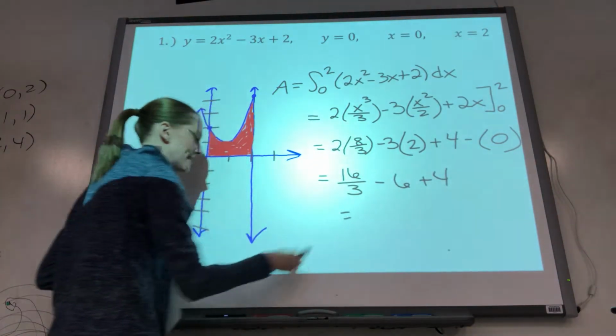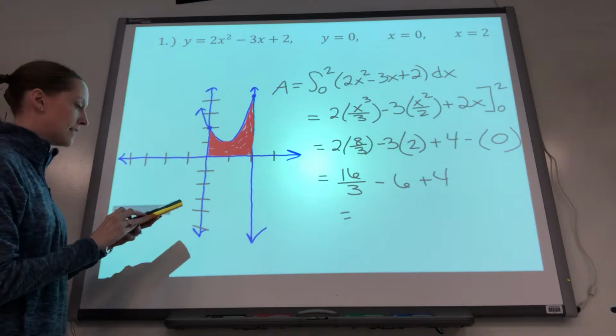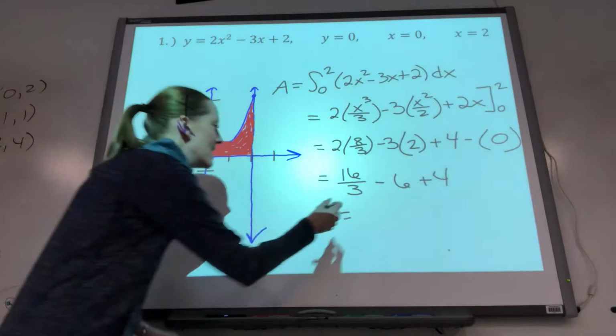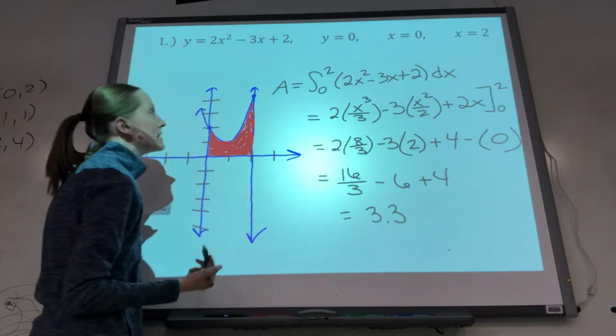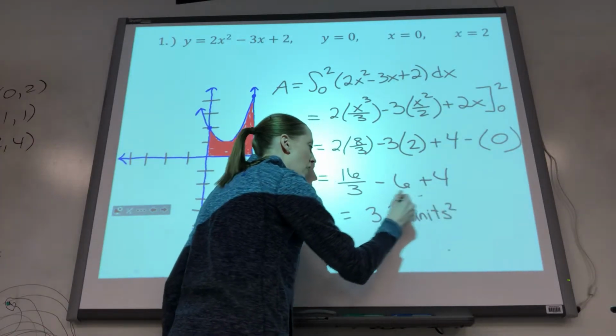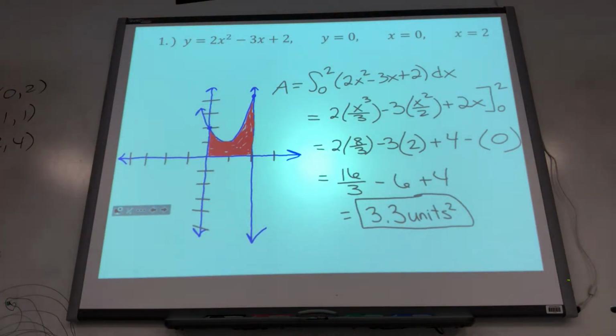minus 6 plus 4. I'm just going to type that into my calculator to see what I get. It's not going to be a real nice number, but we can round it. 16/3 minus 6 plus 4. It's like a 3.3 repeating. So if you just want to round it to 1 decimal place, that should be fine. Now we are talking about area, so we haven't done that in a little while. We should probably go ahead and say units squared. 3.3 units squared. Alrighty. Any questions about the first one?